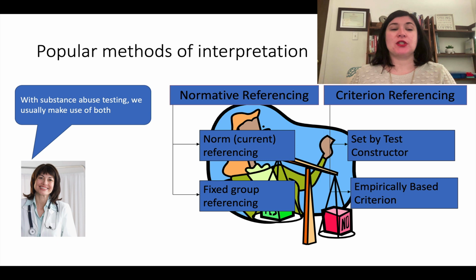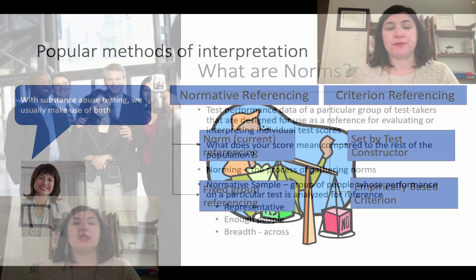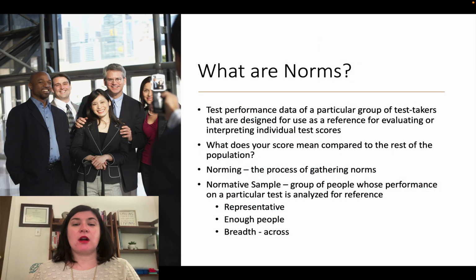So, what about for substance use testing? We usually use both of these. We use norm referencing, the current referencing dependent on the group, and we use criterion referencing. Typically, it might be based off of the criteria for a substance use disorder. So what are norms? Norms are based off of test performance data of a particular group of test takers and is designed to use as a reference for evaluating or interpreting individual test scores. Basically, we're asking the question, what does your score mean compared to the rest of the population?